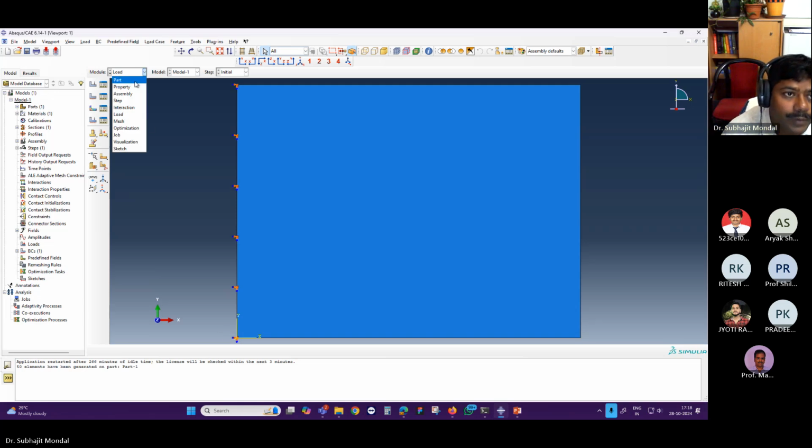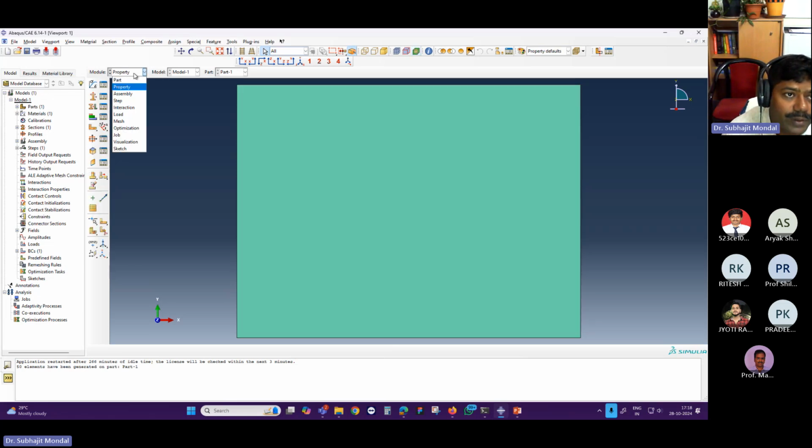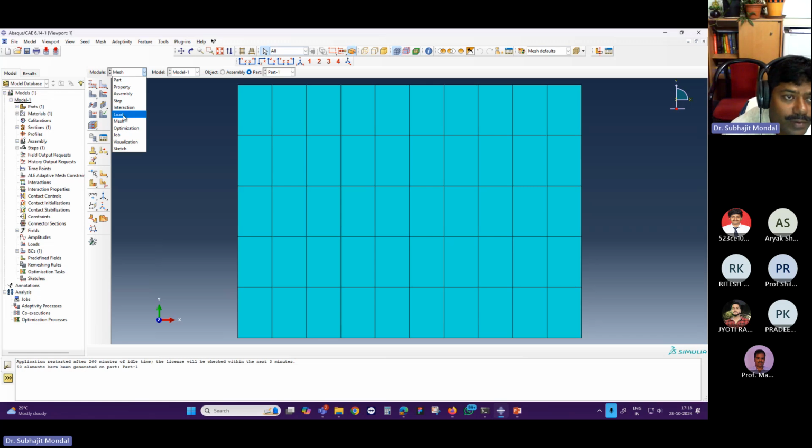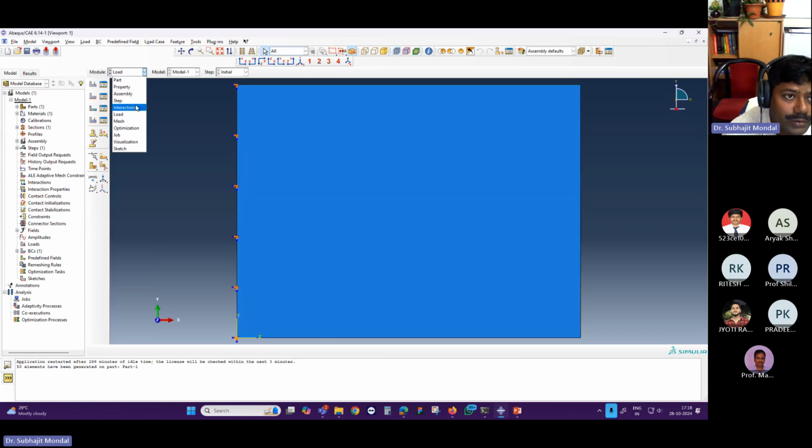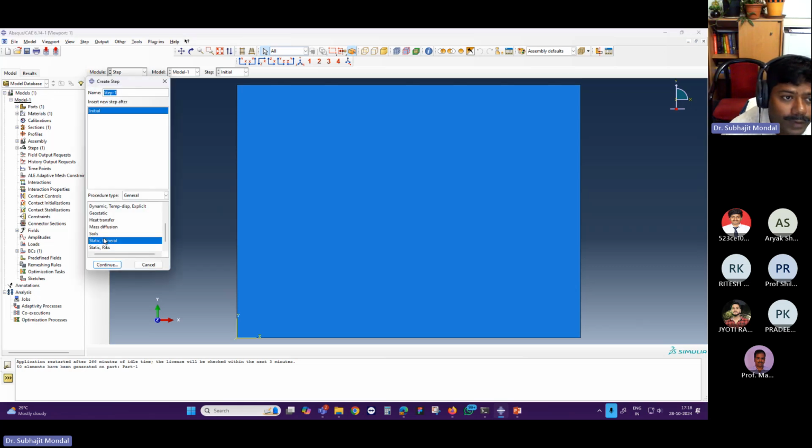Now we have defined the geometry, the property, the meshing, and the boundary conditions. Now we need to go for a type of analysis. What type of analysis do we want to perform? Here we can go for linear perturbation. Whenever we want to go for dynamic analysis, we need to select the linear perturbation option. In linear perturbation, you can see we have frequency analysis and buckling analysis. Those who are interested in buckling analysis and frequency analysis should go for linear perturbation.